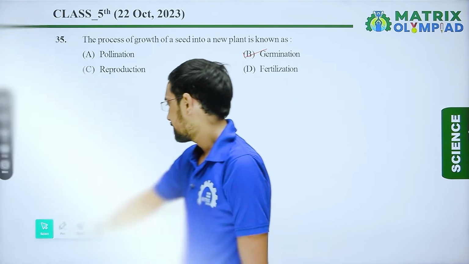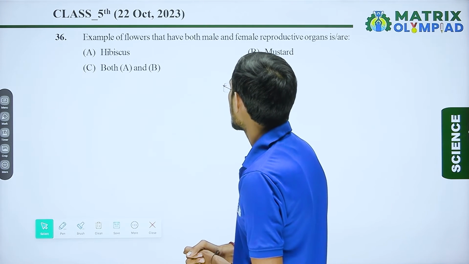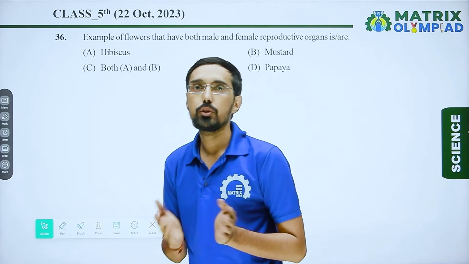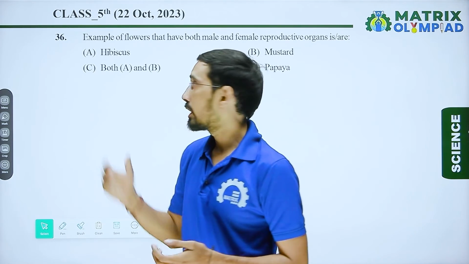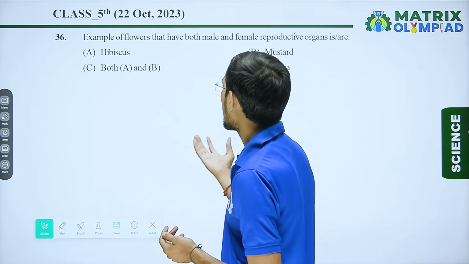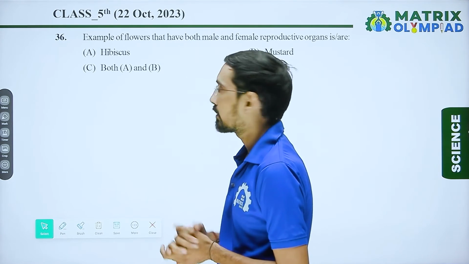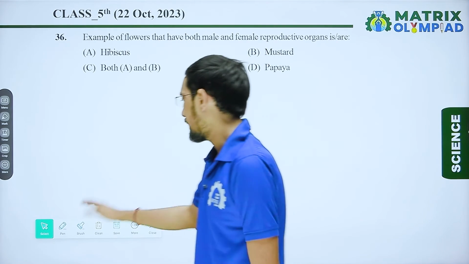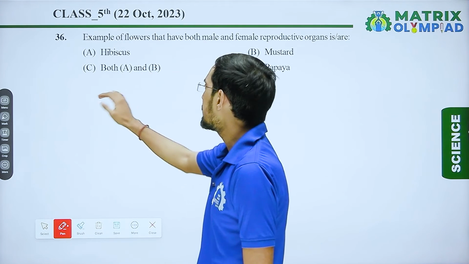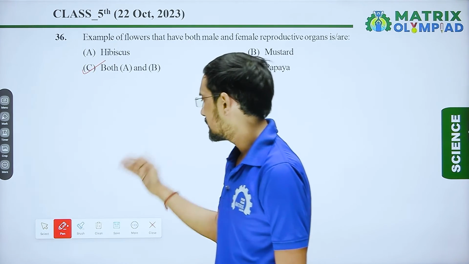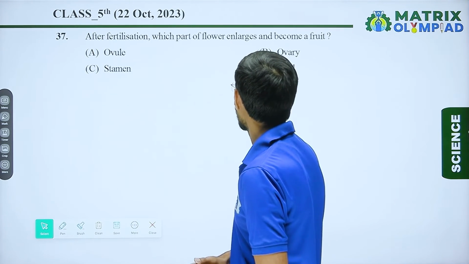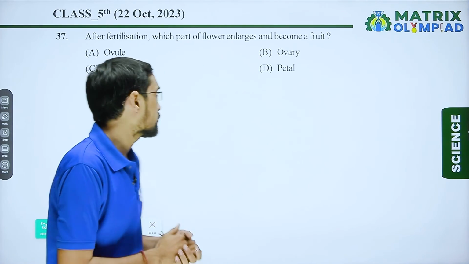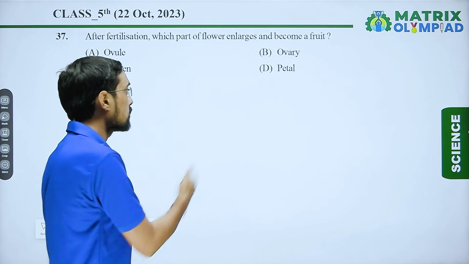Now next question. Which of the following have both male and female reproductive organs? So we can discuss about the unisexual or bisexual flower. We have to find out the correct example having both male as well as female reproductive parts. Hibiscus as well as mustard is the best example. So correct answer is given in option C, both A and B. Next question is, after fertilization, which part of flower enlarges and becomes fruit? After fertilization, the part which becomes fruit will be known as ovary. Ovary converts into fruit.